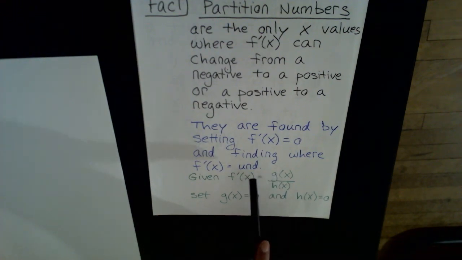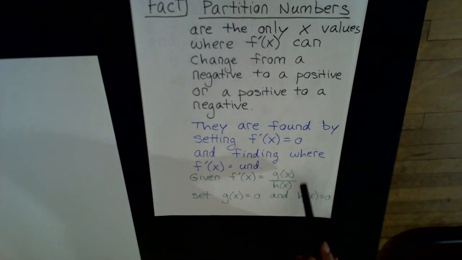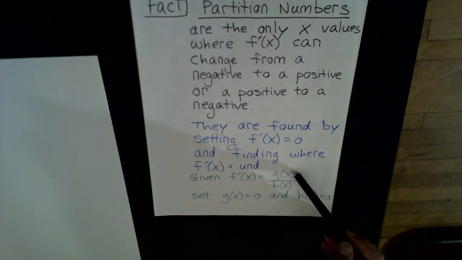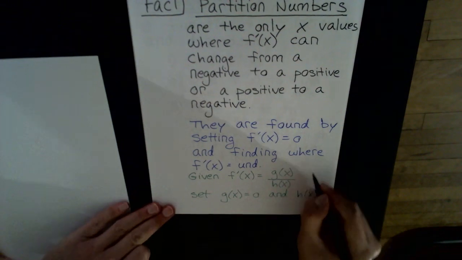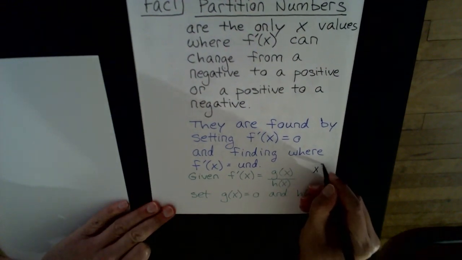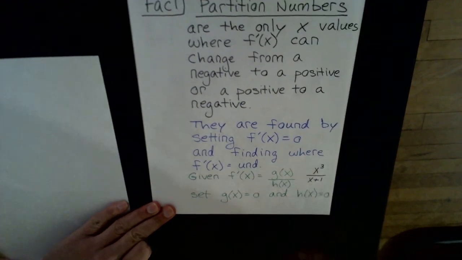An easy way to go about this is to always set up your derivative in fraction form. So notice I've written f prime of x equals g of x over h of x. That literally just means that your derivative is some value over another. You have a fraction. So it could look something like x cubed over x plus 1.